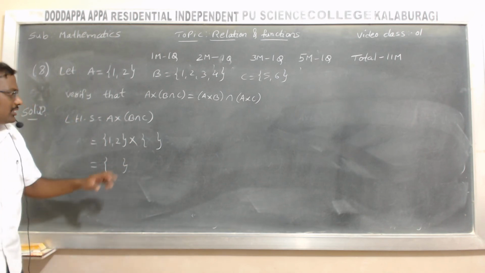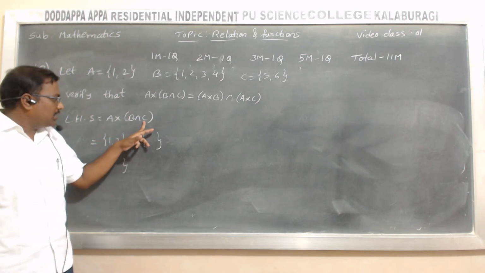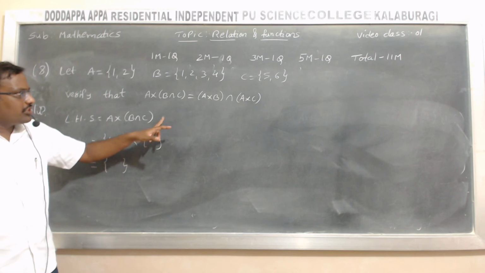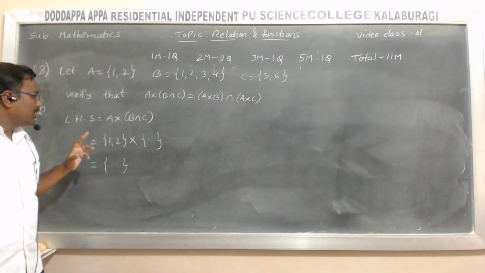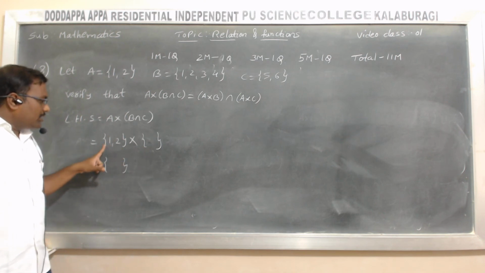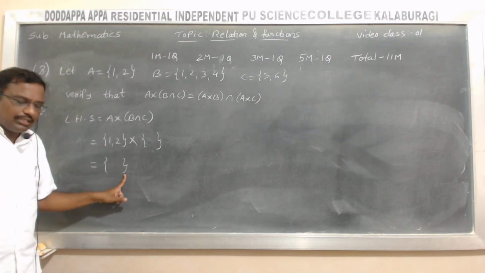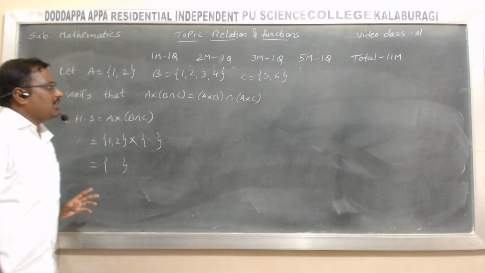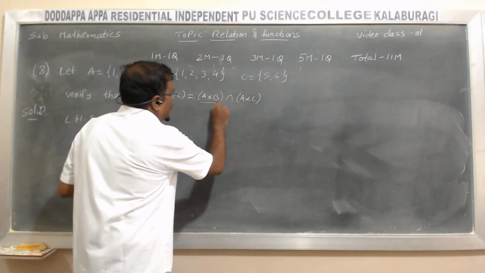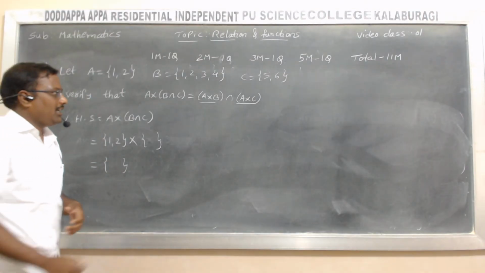Once again I will repeat. A cross (B intersection C): here we get the B intersection C value as the null set. When finding the Cartesian product with a null set, again we get the answer as the null set only. So similarly, you can find the RHS value. Before finding the RHS value, you can find A cross B and A cross C.